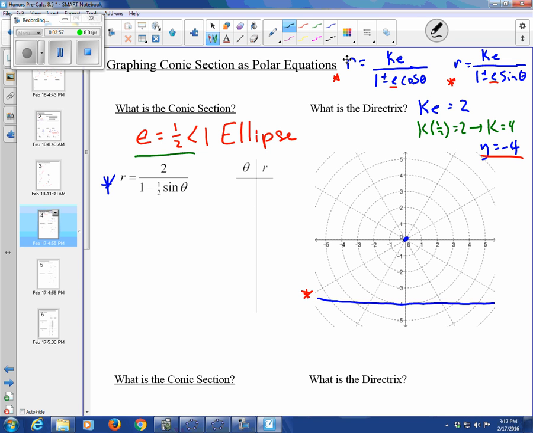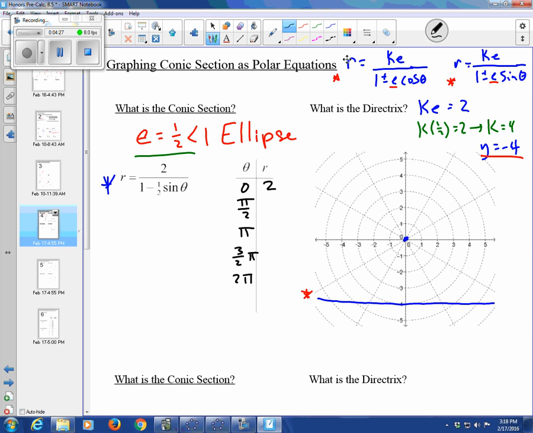We're going to go ahead and plug in easy theta values. So we're basically looking at rotations that stop on the axes. So we're talking about 0, pi over 2, pi, 3/2 pi, and then 2 pi just for symmetry. And so plugging in these rotations, for a rotation of 0, sine is 0. So we're going to have 2 divided by 1. We're going to get an r value of 2 for a rotation of 0.